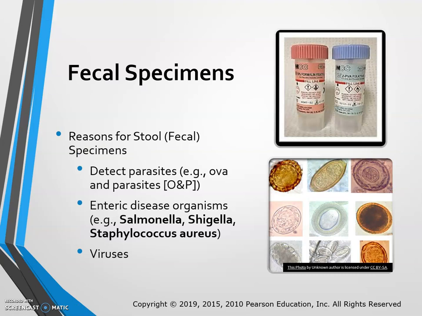In our lab, we get fecal specimens. Reasons for stool fecal specimens include detecting parasites, ova and parasites, and enteric diseases such as Salmonella, Shigella, Staph aureus, and viruses. These would be the containers we'd have the patient collect for detection of a parasite, and this is just some pictures of some ova, which is the very first stage of a parasite, basically the stage of an egg.